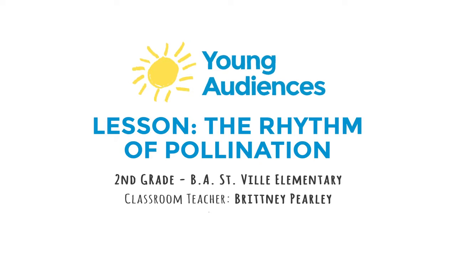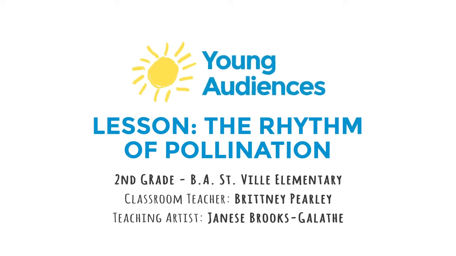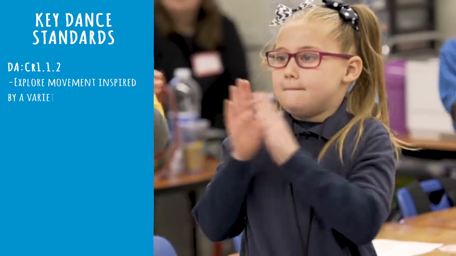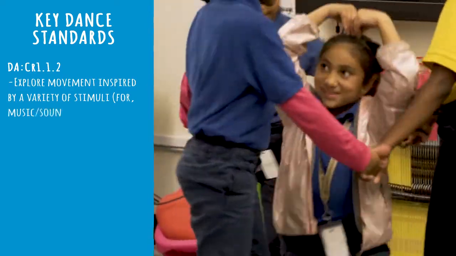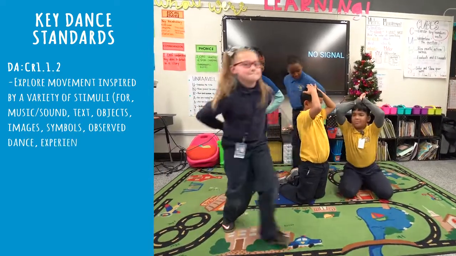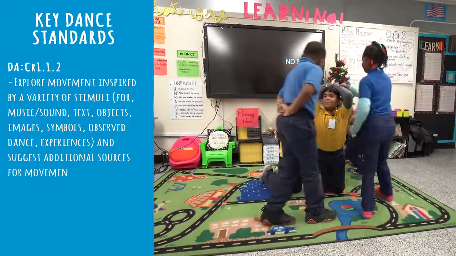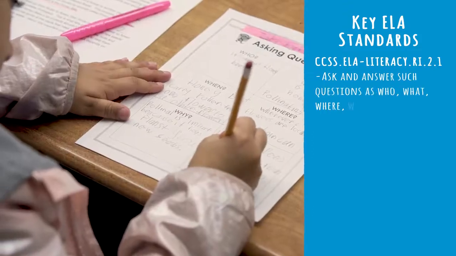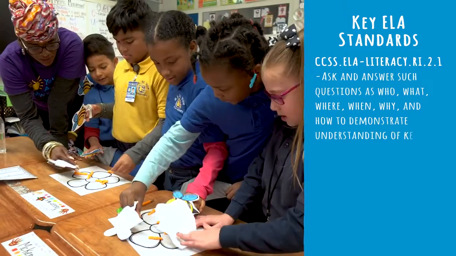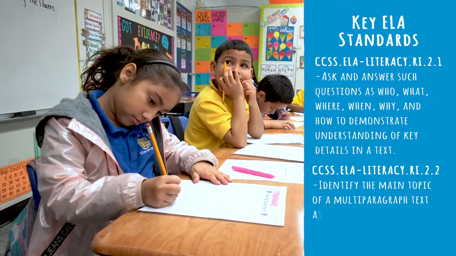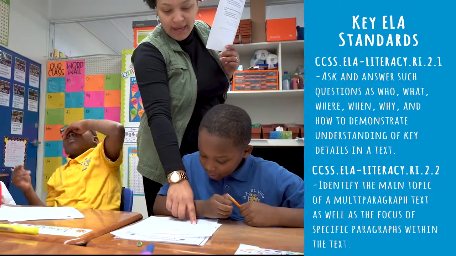The rhythm of pollination. In this unit, students will unravel an informational text and use elements of dance to explore the process of pollination. Students will explore movement inspired by a variety of stimuli, including music, sound, text, objects, images, symbols, observe dance, and experiences, and suggest additional sources for movement ideas. Students will also ask and answer such questions as who, what, where, when, why, and how to demonstrate understanding of key details in a text. Students will identify the main topic of a multi-paragraph text, as well as the focus of specific paragraphs within the text.